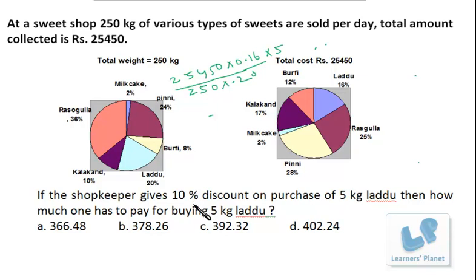Then the shopkeeper is giving 10% discount. That means of this we have to pay just 90%. So it's 90% is what? 9 by 10, or you can say 0.9. Fine. So this is the calculation that we have to do, right?